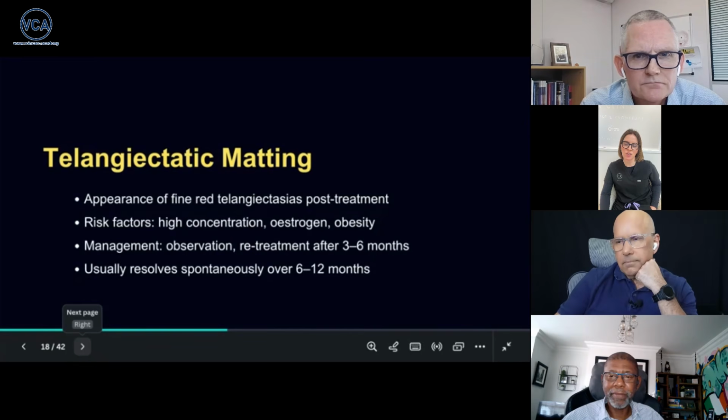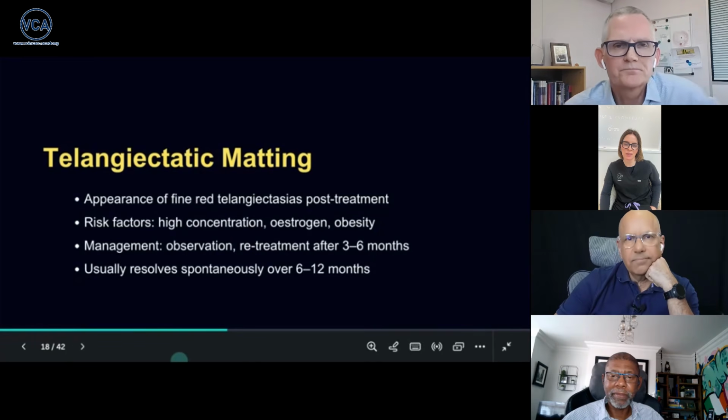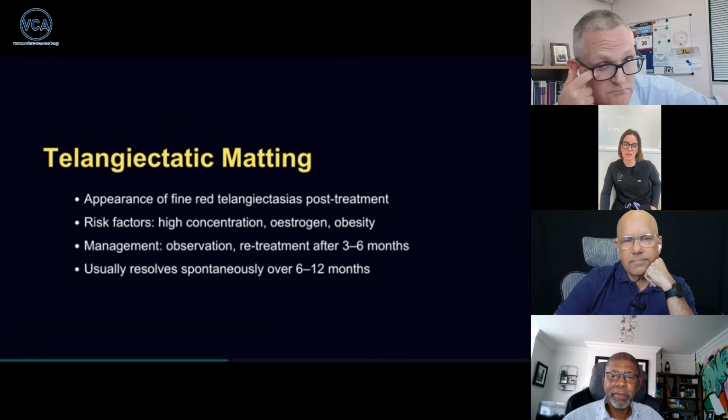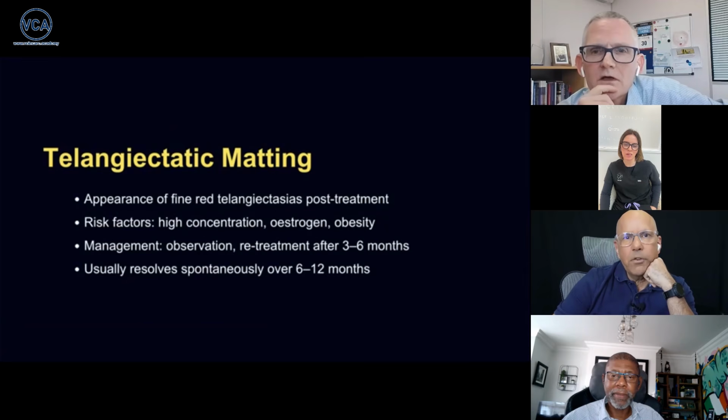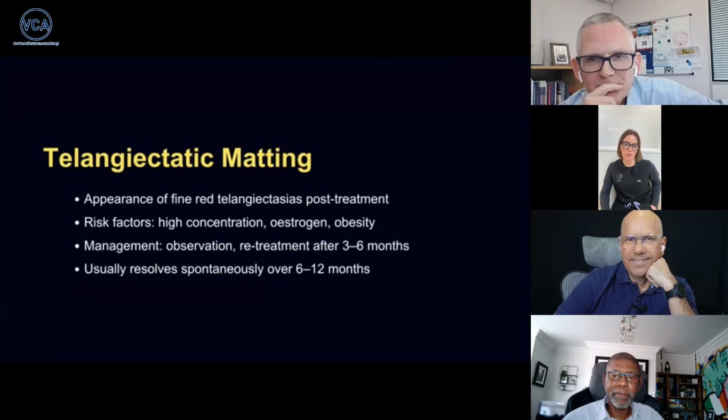I think slow injection technique is important for avoiding it or helping to avoid it. Yeah. And avoid foam. It's fairly uncommon, I would say, in microsclerotherapy, especially in liquid. We're not seeing a lot of it.